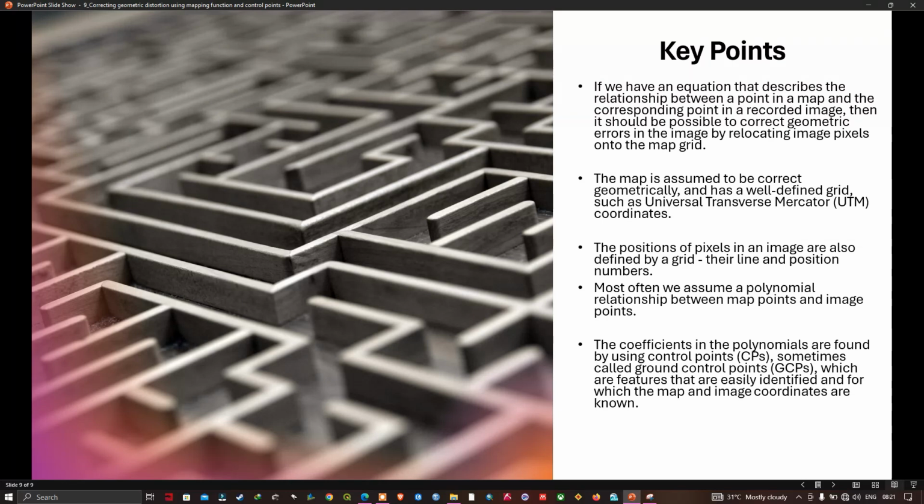So in this video, I have shown you how to correct geometric distortion using mapping functions and control points.